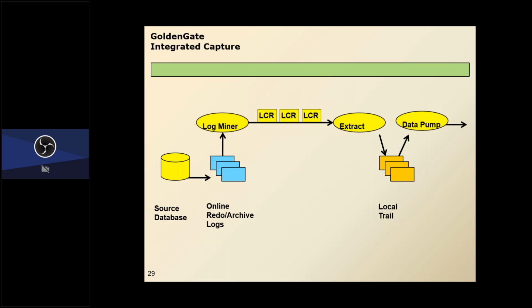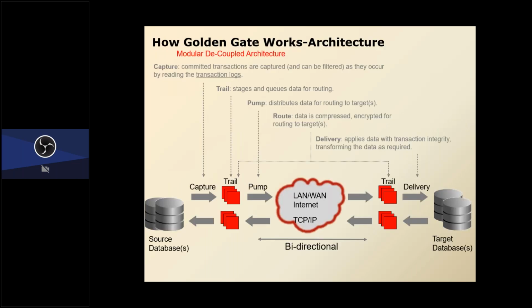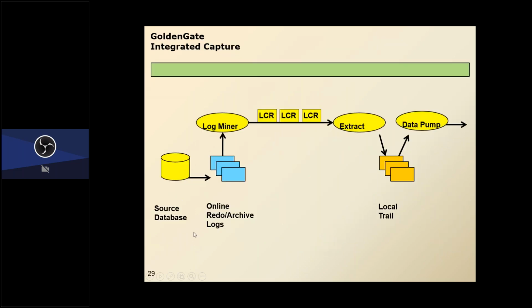So my question to you is, can anyone answer this for me? Classic extract has no layer in between the two, but in the integrated one there is one more layer, the LogMiner utility, in between. How come the performance of integrated extract is faster than classic one? Would anyone like to answer?